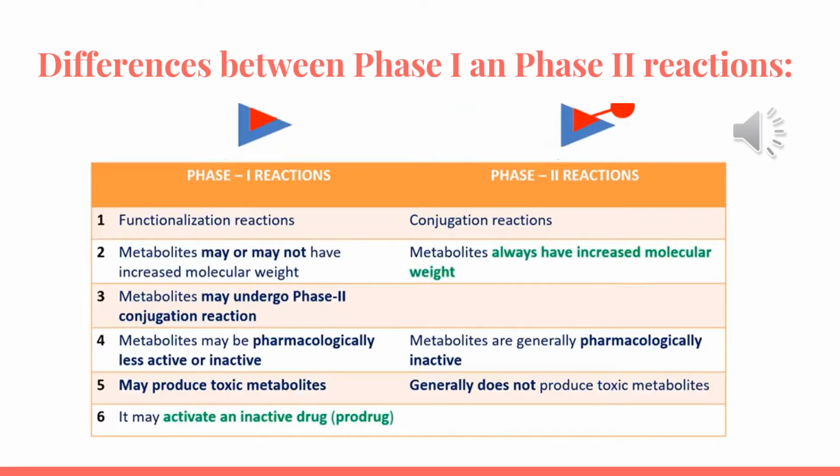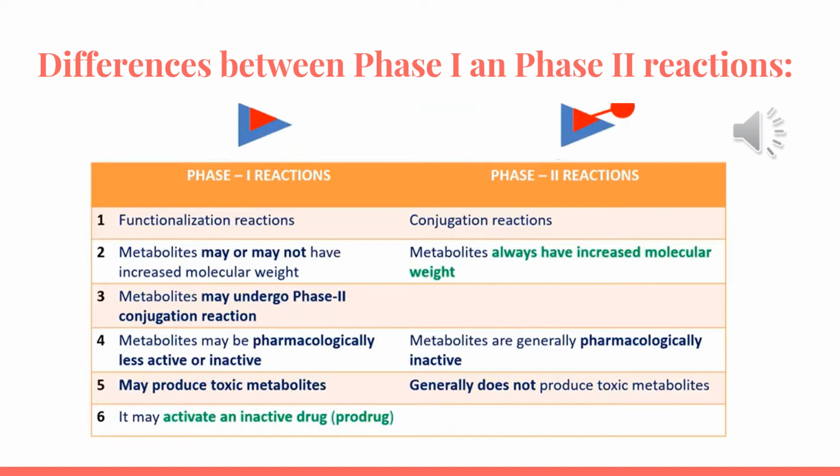It is very important to differentiate between phase 1 and phase 2 reactions. Phase 1 reactions are all the reactions that are functionalization, meaning we are adding a functional group. The metabolite may or may not have an increase in molecular weight, meaning it can decrease in molecular weight, it can increase, and it can stay the same. It's not a rule that they have to increase in molecular weight.